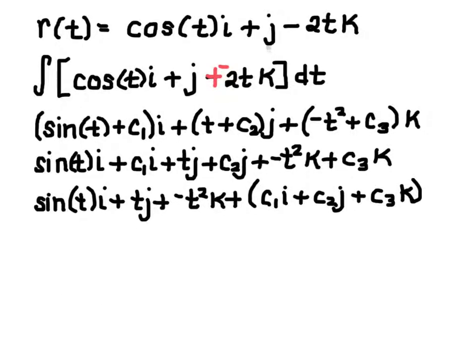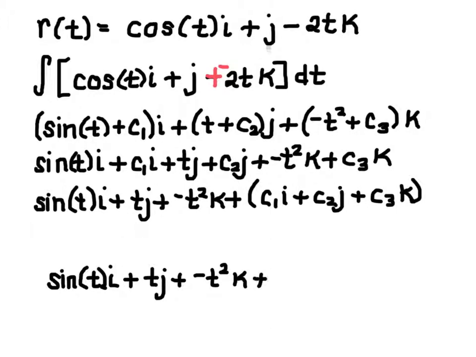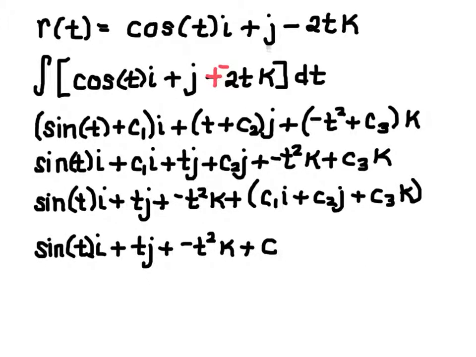What we end up with is that we put our constants together as one constant. We end up with the sine of t in the i direction plus t in the j direction plus a negative t squared in the k direction plus a constant. And so what we have here is the antiderivative of r of t.